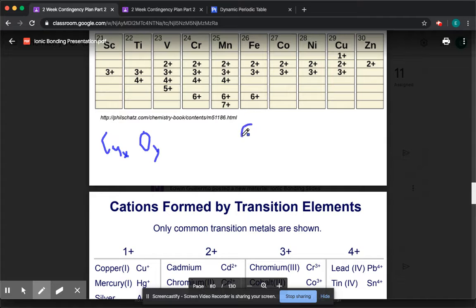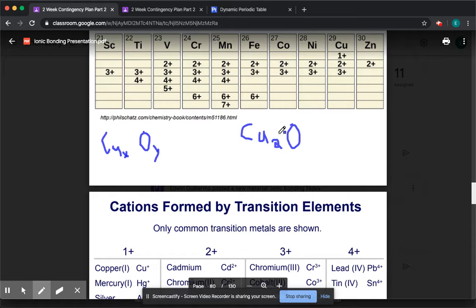So let's say we have Cu2O. I'm telling you, this is the formula. This is the correct formula. What does the charge on copper have to be? What version of copper do we have? Do we have the +1 version, the +2 version, or the +3 version? Which version do we have and how do we know?